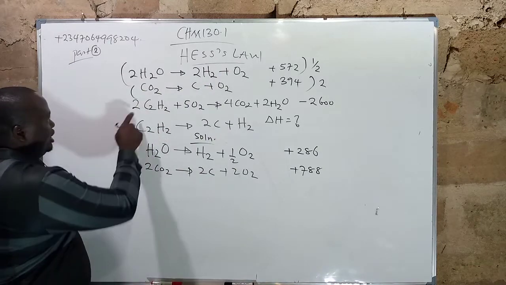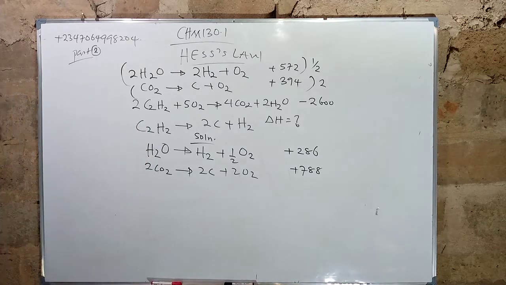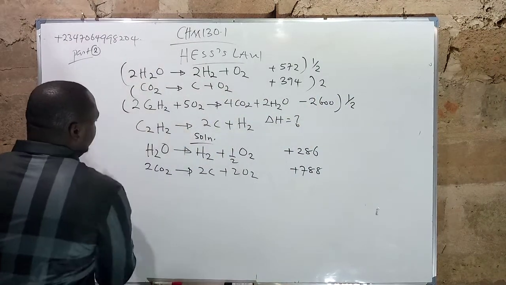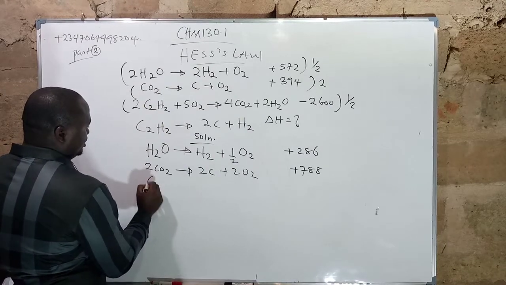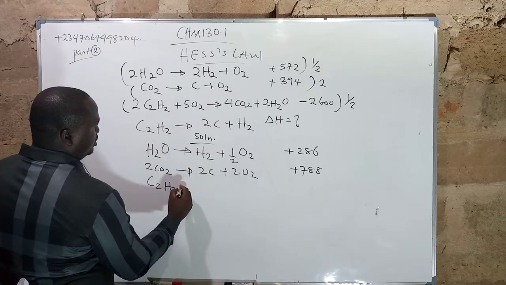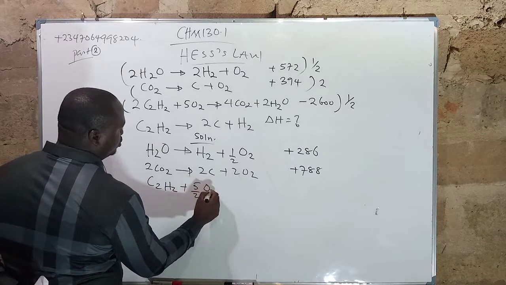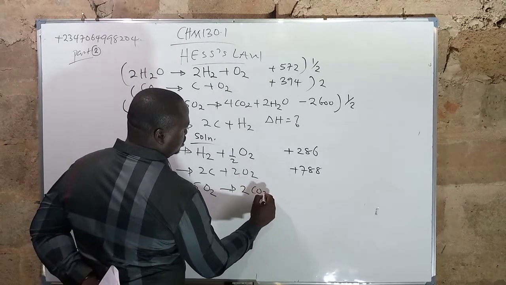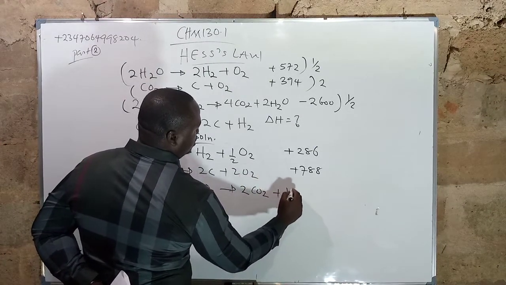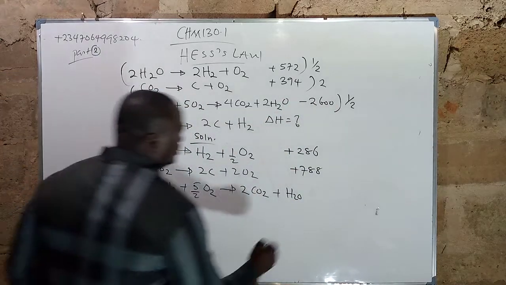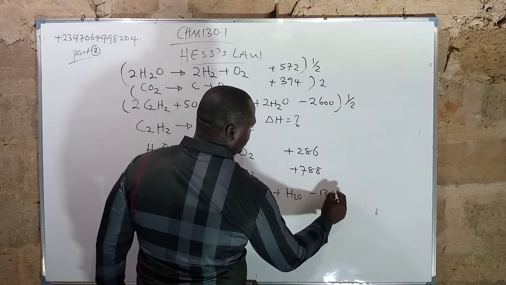Now remember, here is 2, and then here the coefficient is 1. Do you know what we are going to do? Of course, you know what we are going to do. We have to multiply this whole equation by half. Multiplying it by half, you have something like this: C2H2, so here is plus 5/2 O2. Then it will give you 2 CO2 plus water. And of course, you have to also divide this, and that should give you minus 1300.